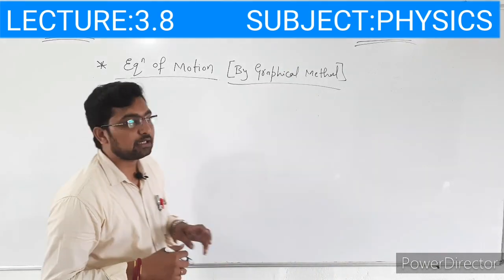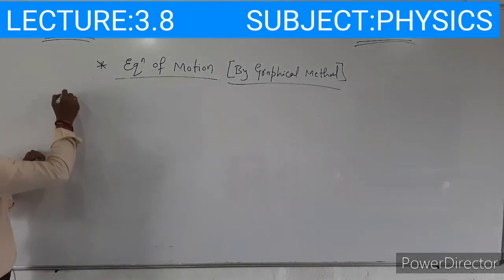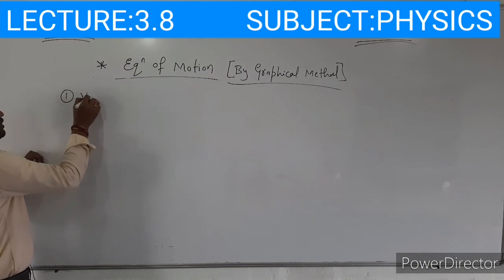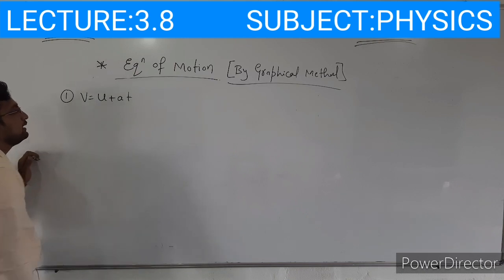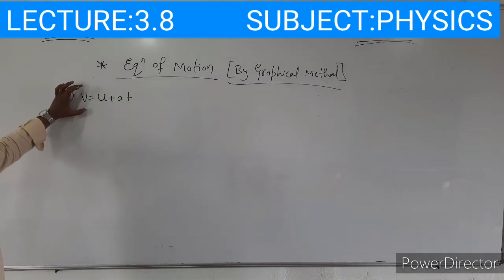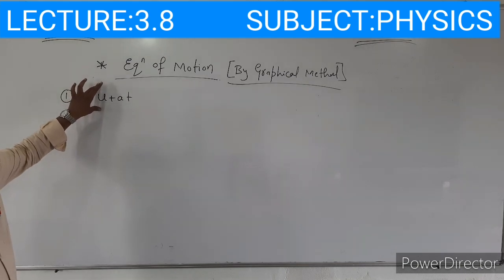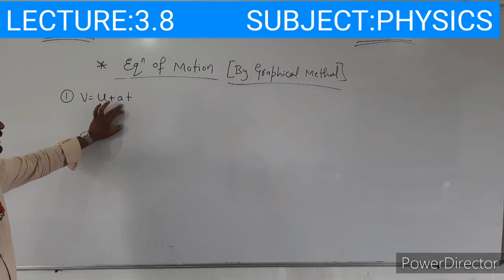Okay, the first one is v is equal to u plus at. In this case v indicates the final velocity of an object, u indicates the initial velocity of an object, a indicates the acceleration, and t indicates the time.